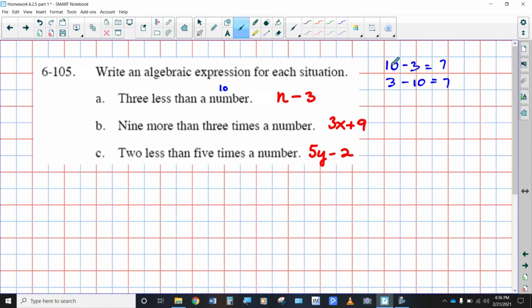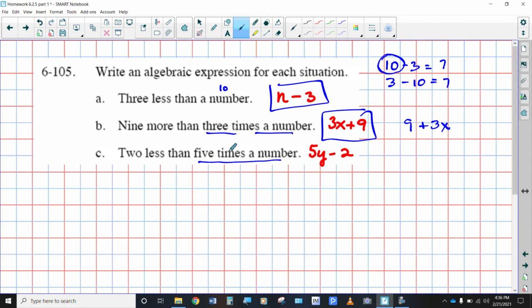So thinking about that, the number that you're thinking of must be listed first. So 3 less than a number means you start with the number and take away 3 from that number. So this would be the way to write that. 9 more than, right? 9 more than means you're going to add 9 to 3 times a number. So in this case, if you had written it this way, it really wouldn't make any difference, even though this is the appropriate way based on what that says. And then 2 less than means you're subtracting 2 from this quantity, 5 times the number. So it has to be 5y minus 2.